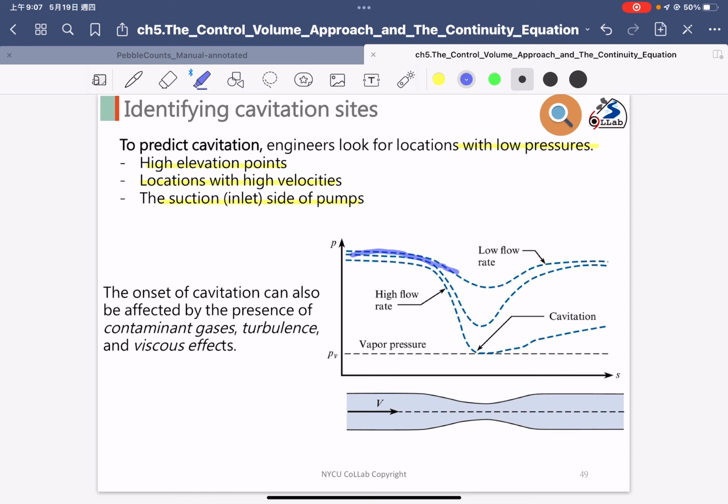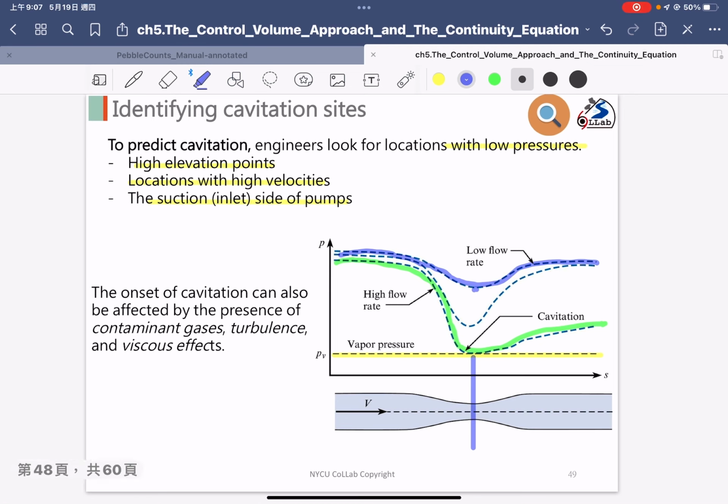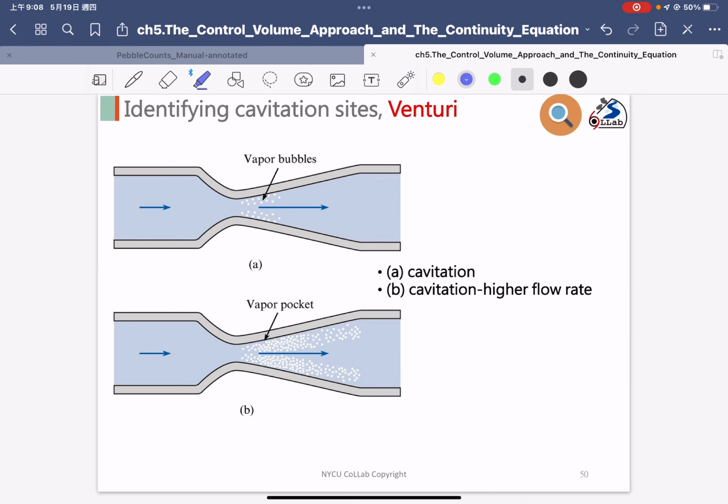As you can see, with slow velocities, the dashed line cannot touch the vapor pressure. But if you change your flow velocity to be higher and faster, then in that small cross-section area your pressure will touch the vapor pressure line, and then you will have the cavitation phenomenon. Okay, so the most important thing is how we can predict cavitation problems.